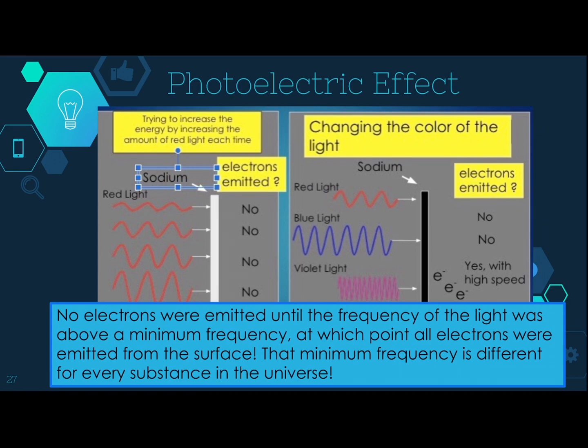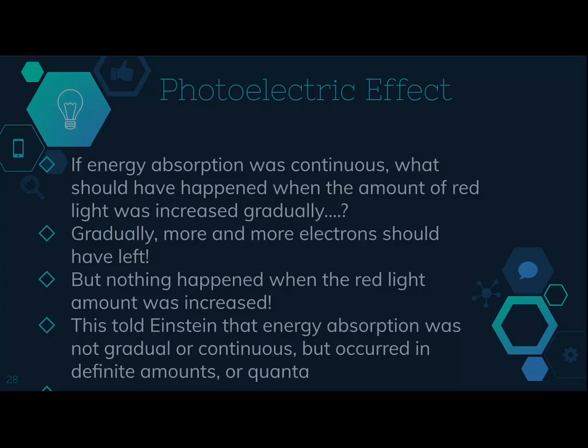So here's kind of a picture of what this looks like. On the left side, I have this red light being shot through sodium. There's no electrons emitted at all. So they started changing the color of the light, which changed the wavelength and the frequency. The red light, no electrons were emitted. The blue light, no electrons were emitted. And now with violet light, which is, remember, a really low wavelength, a high frequency, and a high energy, lots of electrons are emitted.